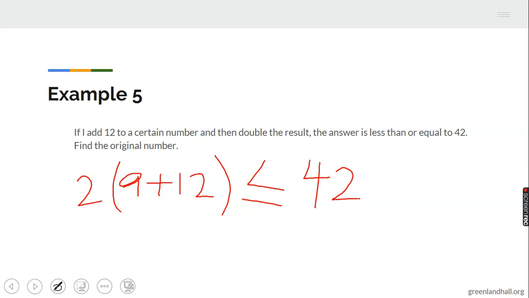Do you understand this question? Let me explain again. The word double means multiply the number by 2. If I add 12 to a certain number, A plus 12, the answer, when you double it, is less than or equal to 42. So find the original number.